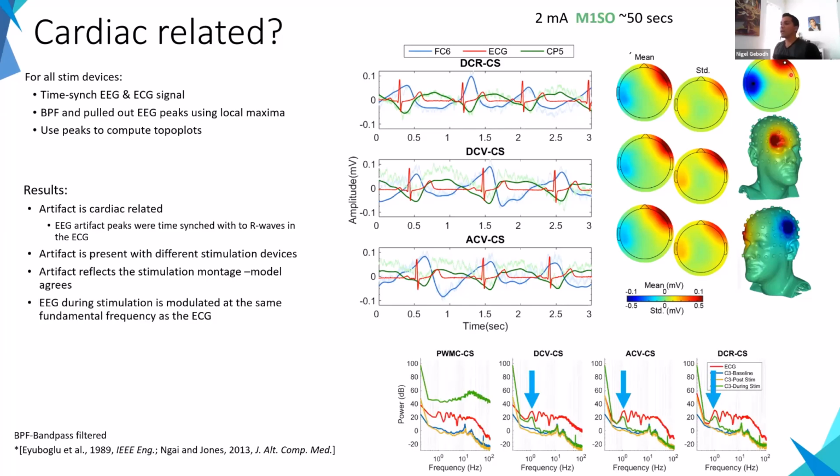Now, when we took the artifact and looked at it in the frequency domain, we compared the EEG in green and the EKG in red, and we saw that both of these signals were modulated at the same fundamental frequency, which gives more evidence to its cardiac relationship. So we decided to dub this the cardiac artifact.